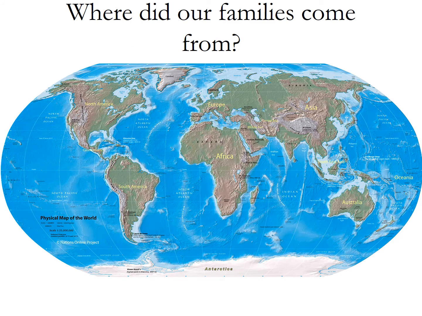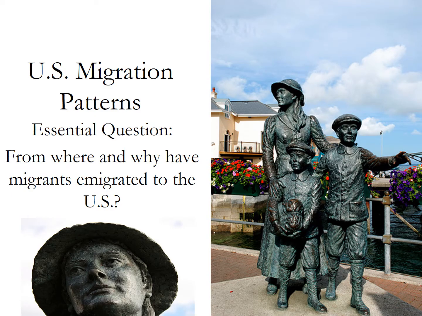So, where did our families come from is the first question, right? Where the heck did they come from? And now it's all over the world at this point. So, the US migration patterns, what we have to understand is that once again, as these world events are happening and populations are changing and development is occurring, people from different parts of the world migrate to the United States.